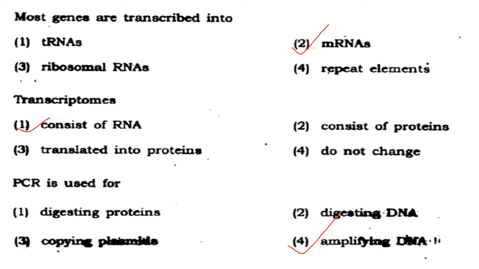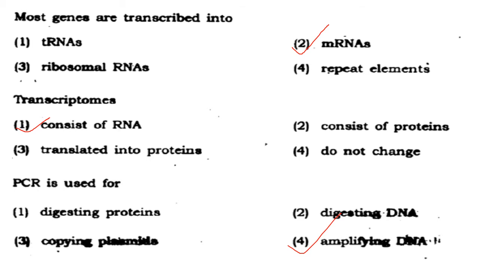Most genes are transcribed into option 1 tRNAs, 2 mRNAs, 3 ribosomal RNAs, 4 repeat elements. Answer is option 2 mRNAs. Transcriptomes, option 1 consist of RNA, 2 consist of proteins, 3 translated into proteins, 4 do not change. Answer is option 1 consist of RNA.